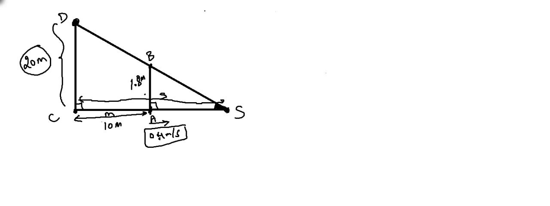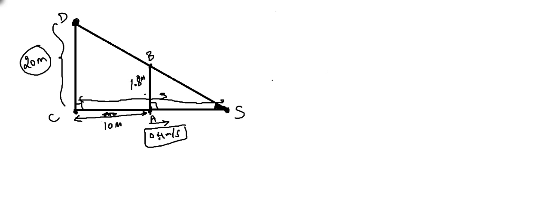First, let us denote by m the distance from the man to the street light, and by s the distance from the tip of the shadow to the street light, right?